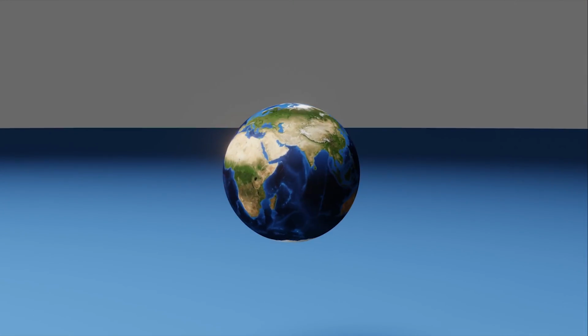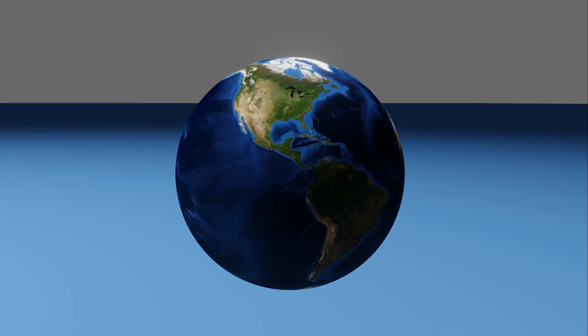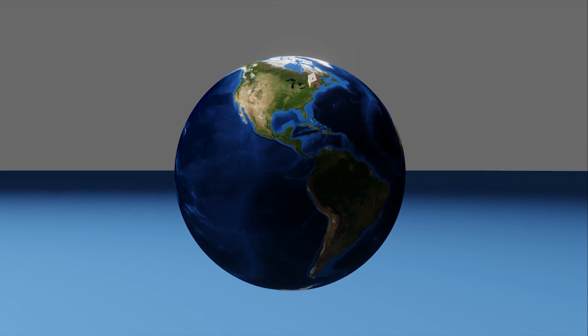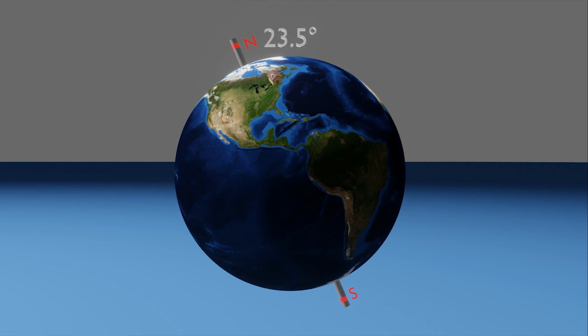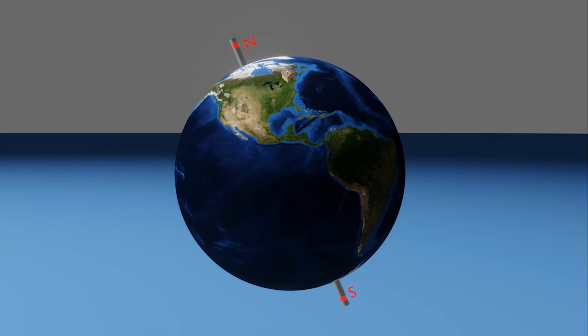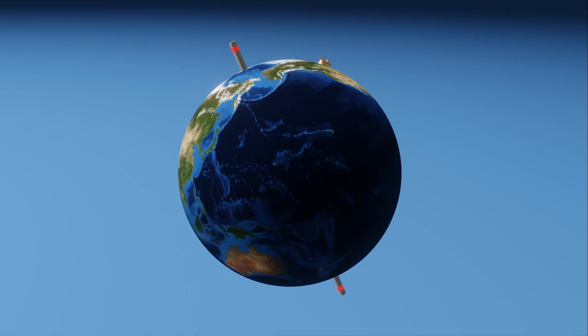We will be looking at Earth from the perspective of my home city, Montreal, Canada. Earth's north and south poles can be seen here. And most importantly, we must tilt the Earth by 23.5 degrees. This tilt is the fundamental principle behind the varying sunlight hours within each day.